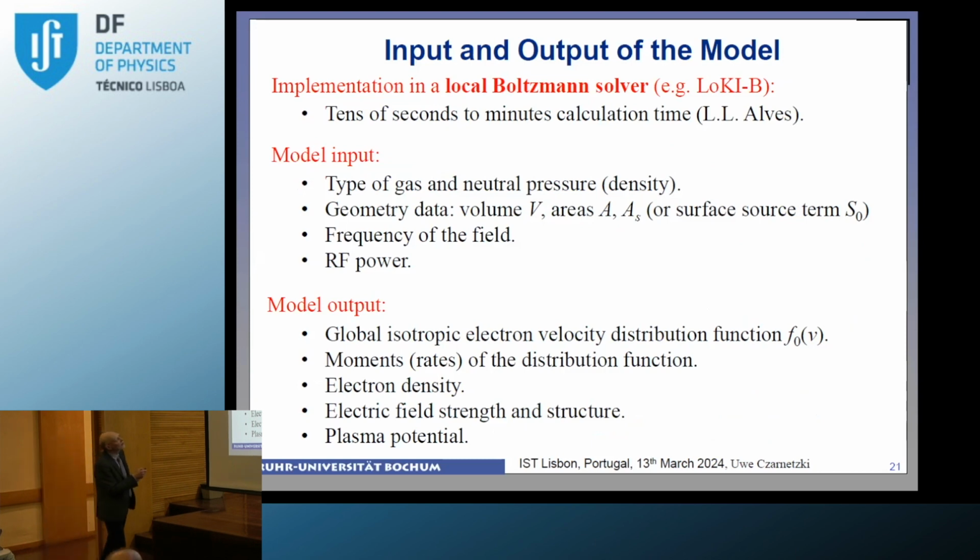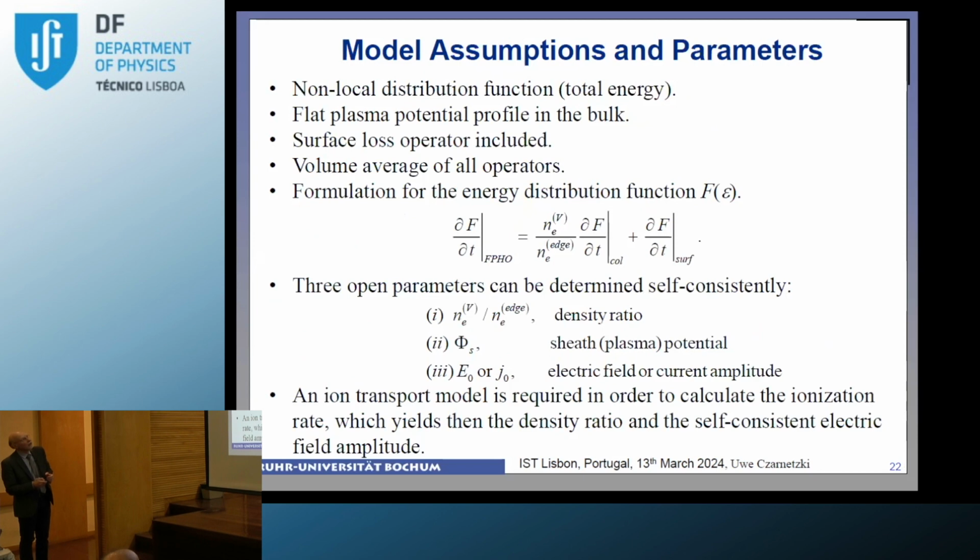So the input, you put in the type of gas, the neutral pressure, or the neutral gas density, the geometry data, the volume, the frequency of the field, the RF power, and what you get out is a global isotropic electron velocity distribution function, all the moments related to this, the electron density, the electric field strength and structure, and the plasma potential, because that is related to this. So these are some assumptions which are made there.